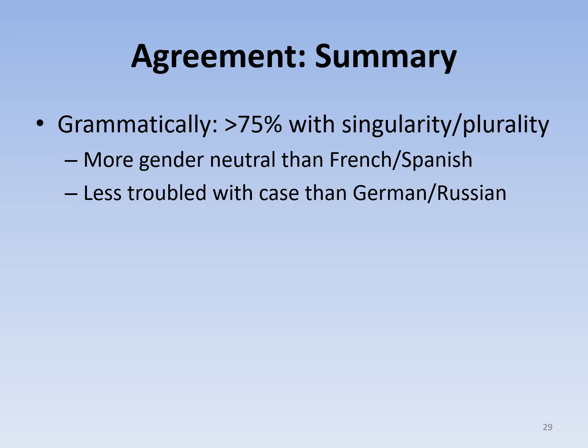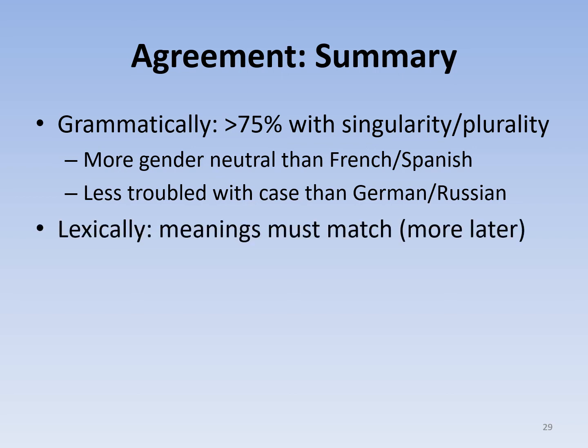And we are less troubled with cases, because German, Russian, and these languages have complicated cases, like when you have a noun that is a subject, and that is an object, and they become different cases, and those will be complicated. In English, we don't have that much differentiation. And we must make sure that meanings will match.